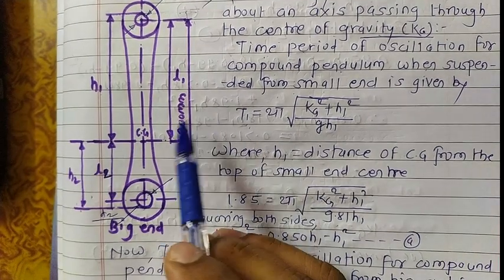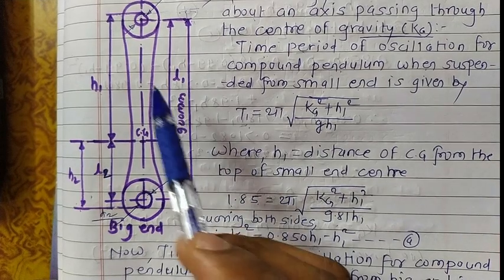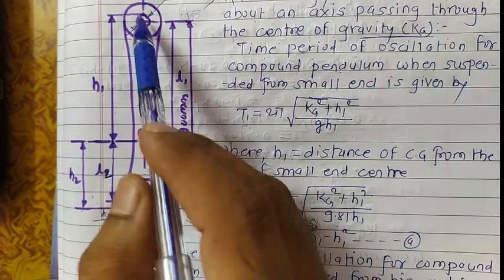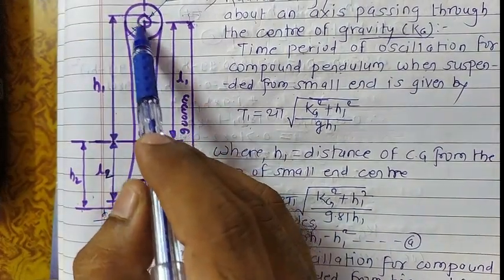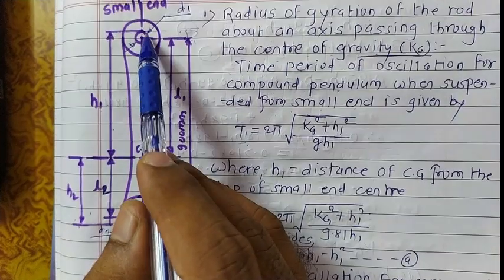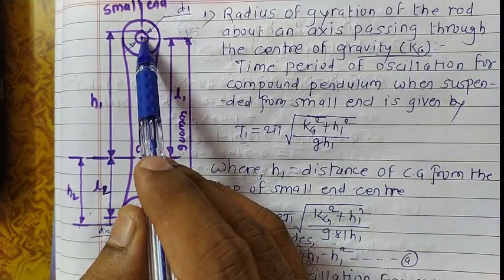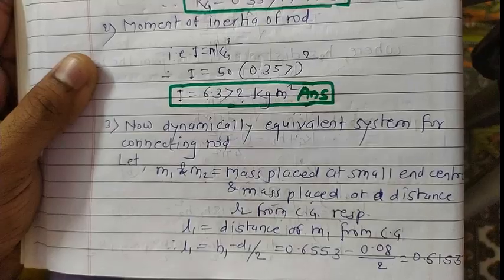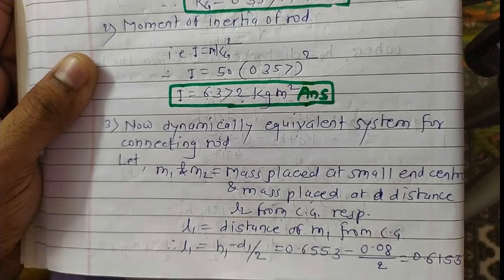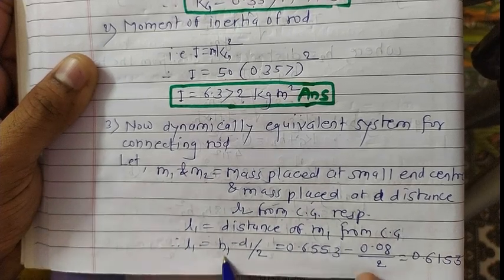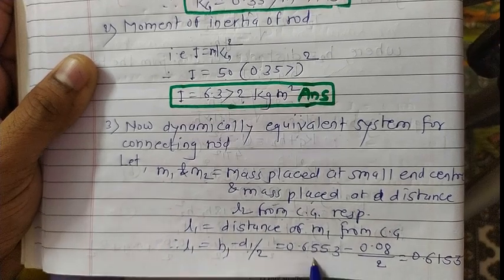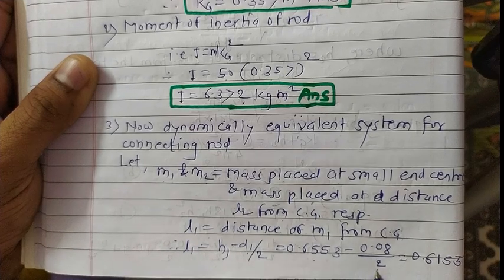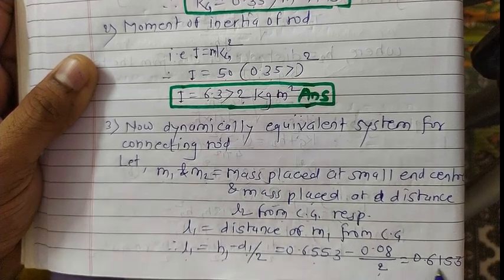So from this diagram, what is L1? L1 is nothing but this distance, h1, already given in the problem, so h1 minus half of this bearing diameter. The diameter is D1, in short, h1 minus d1 by 2. We can get the value for L1. The values for h1 and d1 are with us, substitute here: 0.6553 minus 0.08 by 2. So L1 we get here as 0.6153.